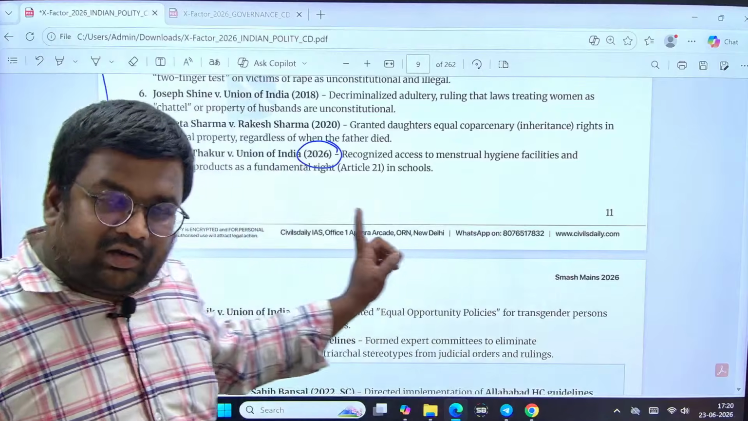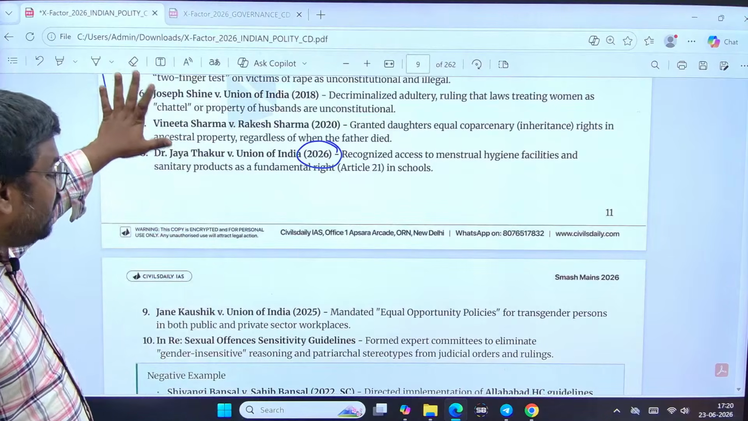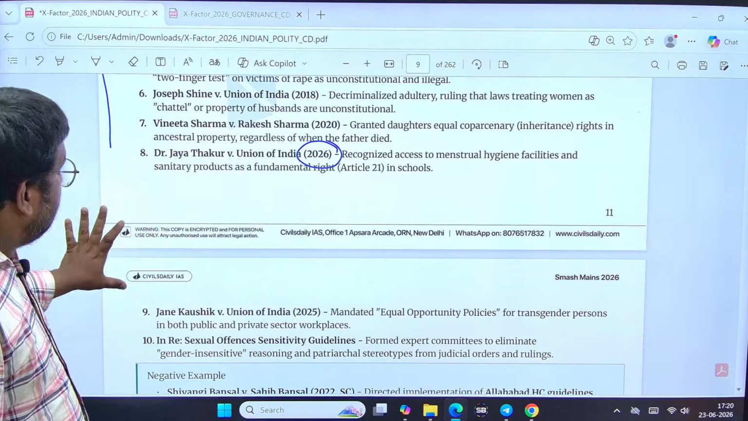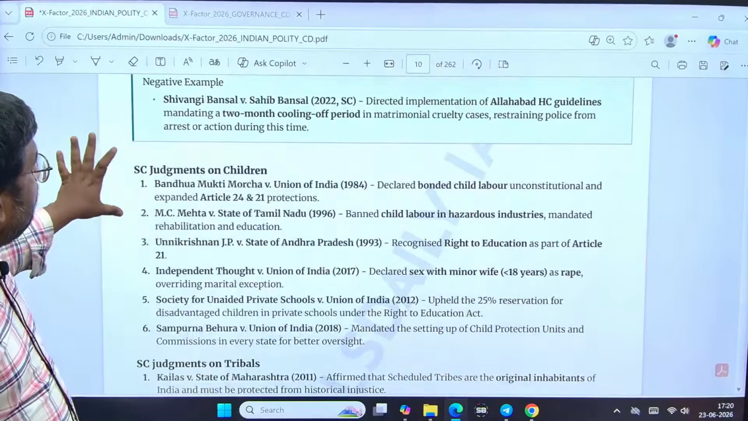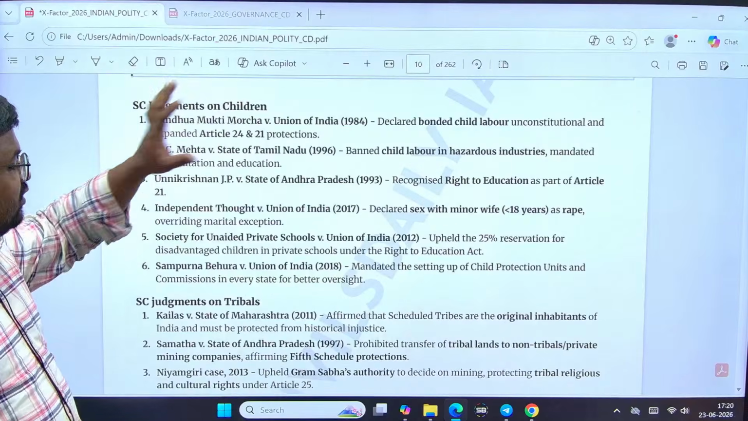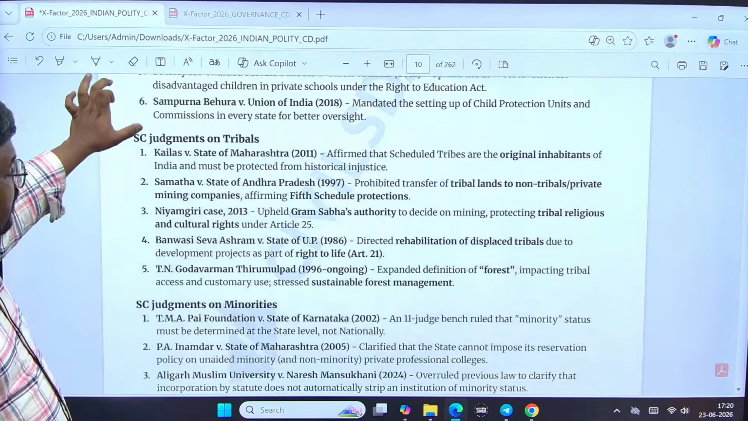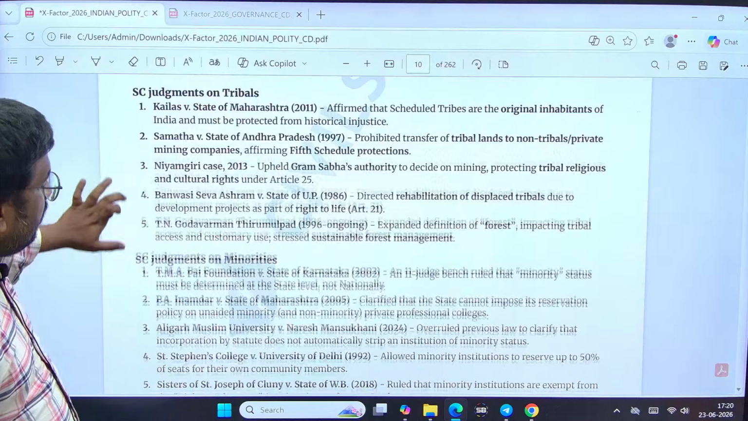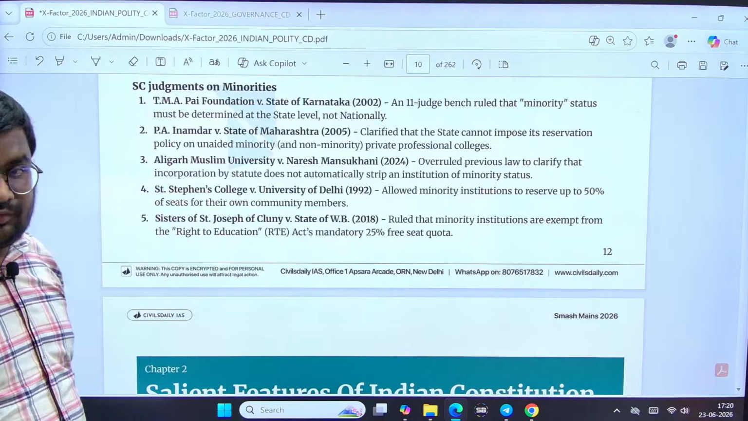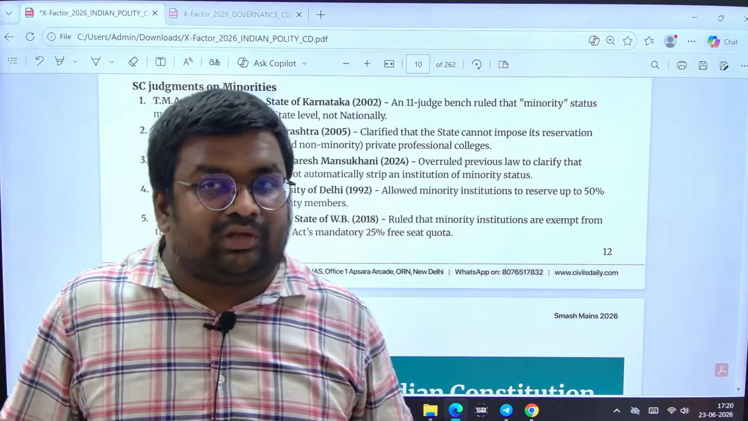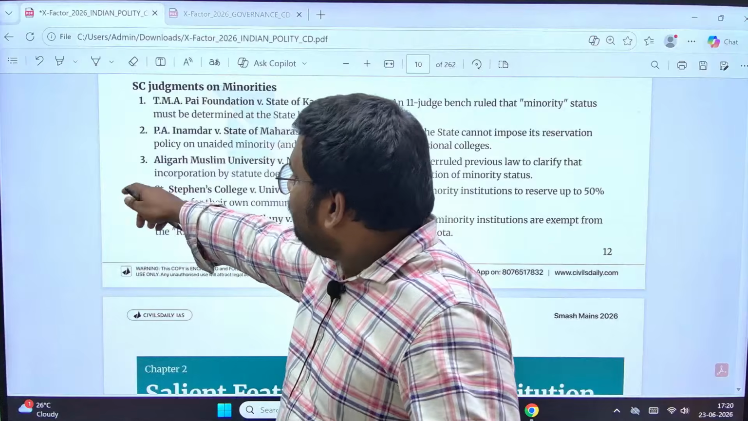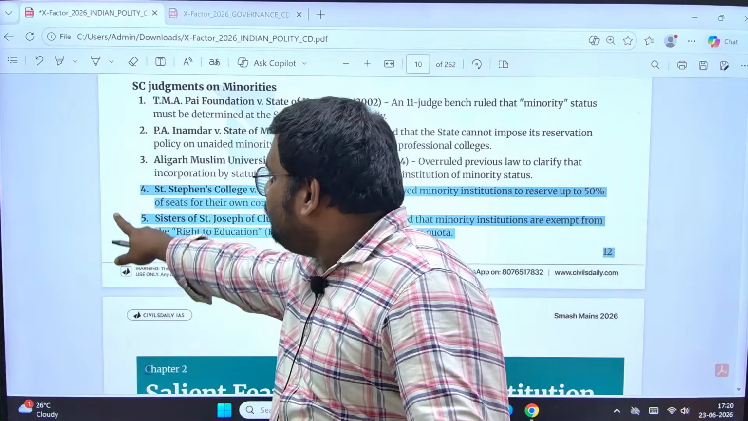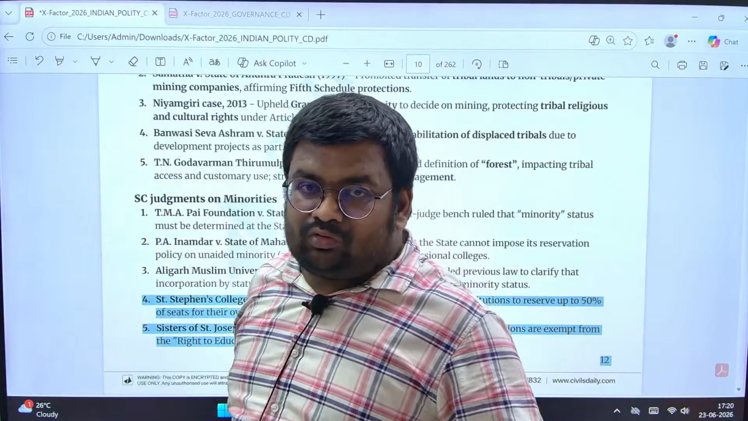So even the current affairs is integrated. अब ये 2 पे ऑलरेडी उन्होंने पूछा है, so based upon that we can expect SC judgment on children or SC judgment on tribal or SC judgment on minorities. तो इन पे वो पूछ सकते हैं. So that is the predictive analysis we have done, and based upon that we have covered the topics.